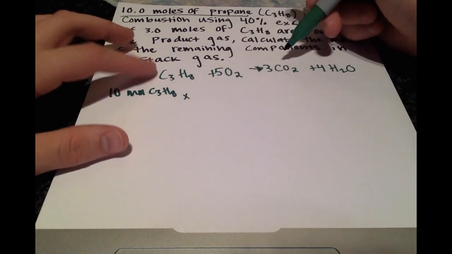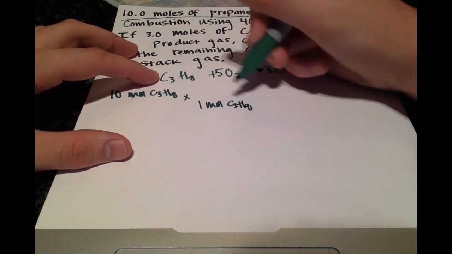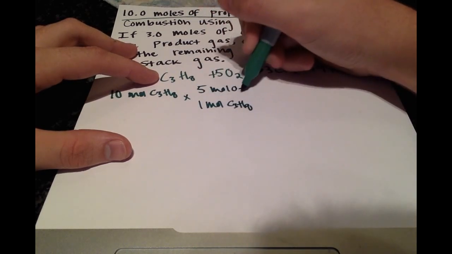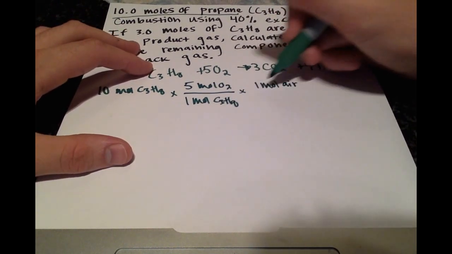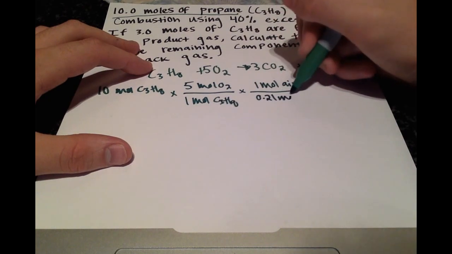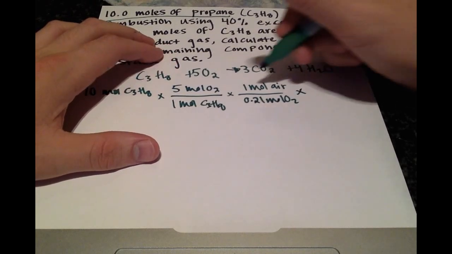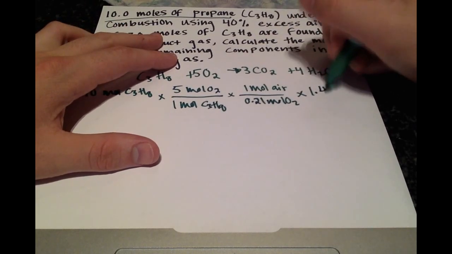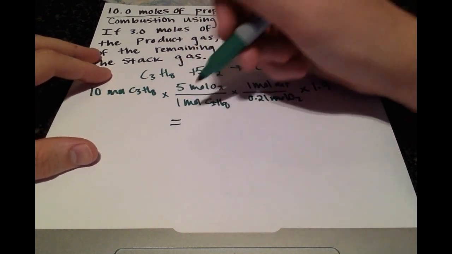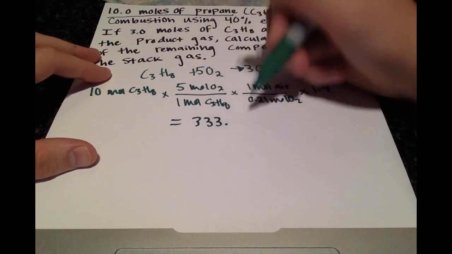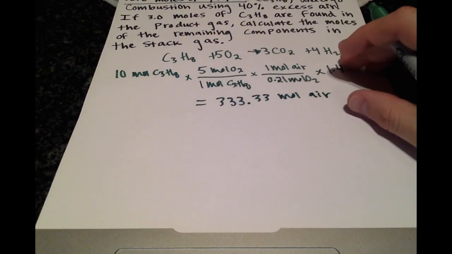And we can use a relationship from this equation. For every 1 mole of propane, there are 5 moles of oxygen. Okay? And in air, 1 mole of air has 0.21 moles of oxygen. And because there's 40% excess, we're going to take the amount of air we have and multiply that by 1.4. And that'll give us the amount of air that is coming in. And we get that to be 333.33 moles of air coming into our system.